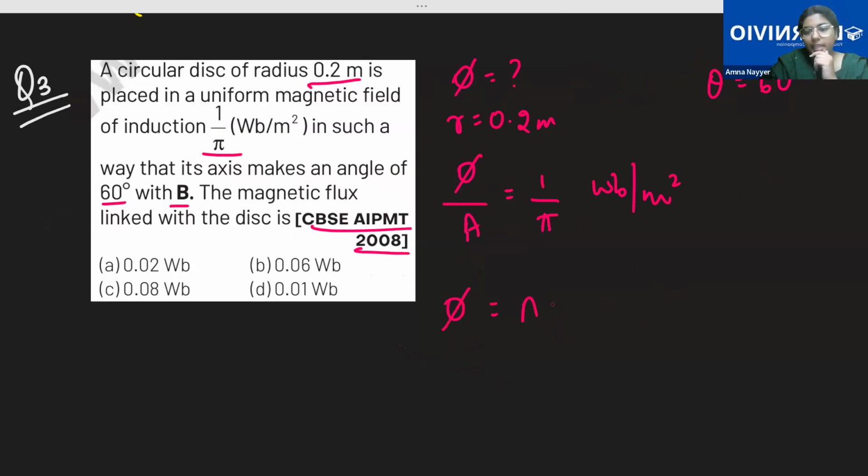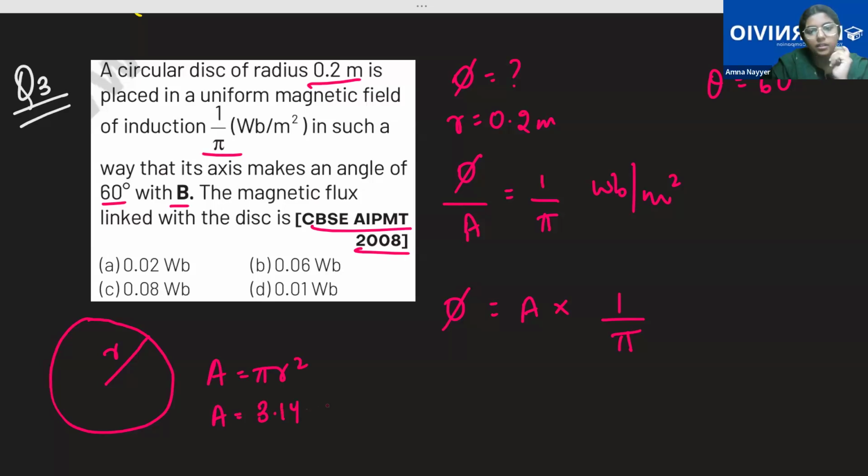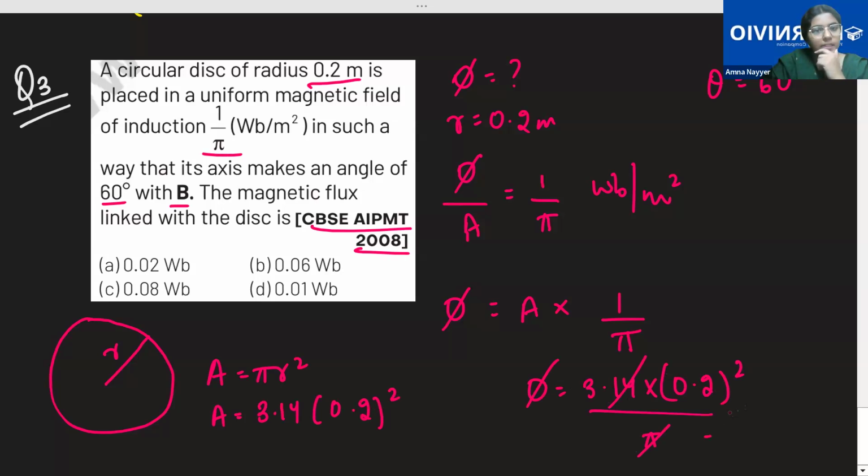Flux will be equal to area multiplied by 1 by pi. Now, area is what? This is a circular disc, radius is given, so area is equal to pi r square, that is 3.14 into 0.2 whole square. So flux is equal to 3.14 into 0.2 whole square divided by pi. Pi will be cancelled. This is 0.2 whole square.